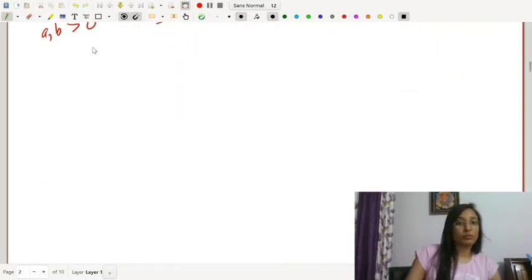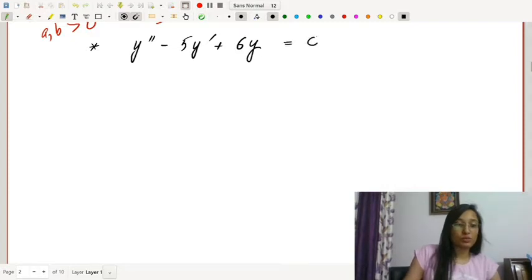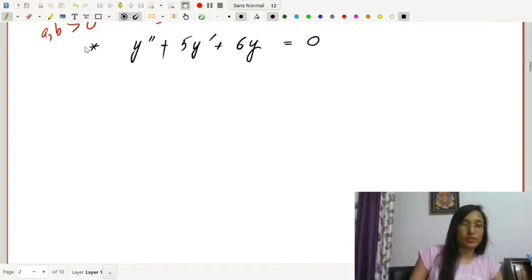A small example for you. Consider y double dash minus 5y dash plus 6y equal to 0, and similarly consider it with a plus sign. Then you will know the difference.